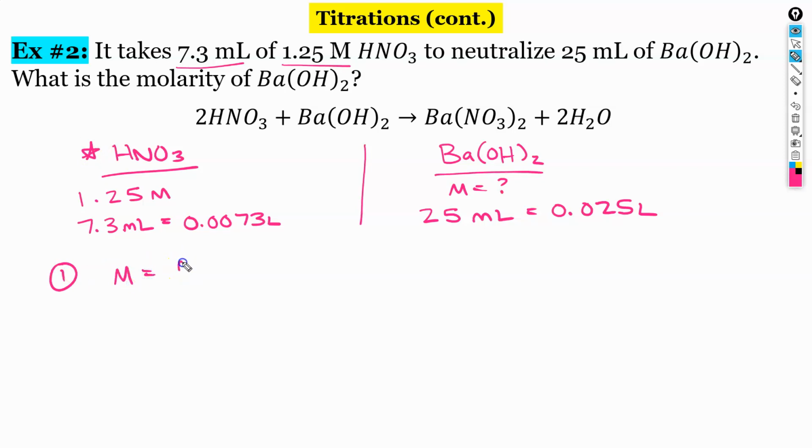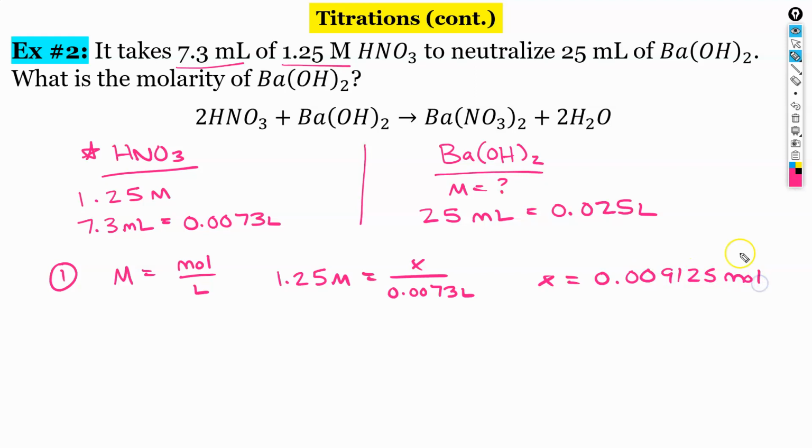Okay, step 1, we need to find the moles of our HNO3. So molarity is equal to moles over liters. So 1.25 molar is equal to moles over 0.0073 liters. So we get our moles are equal to 0.009125 moles.